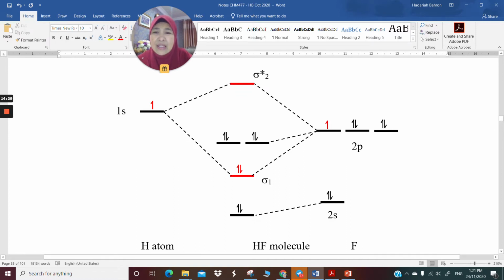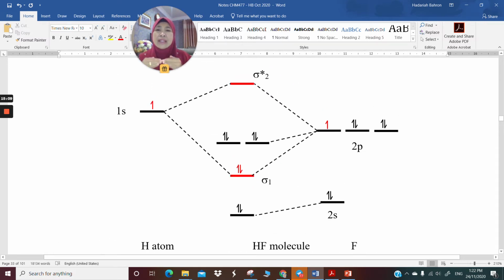This is the atomic orbital of your hydrogen atom with the 1s1, one electron in the 1s orbital. And then this is for your fluorine. The atomic orbitals of your fluorine, this is the valence only, we don't have to deal with the inner. So you have the 2s2 and 2p5 electron configuration. So they are definitely located at a lower energy level than your 1s.